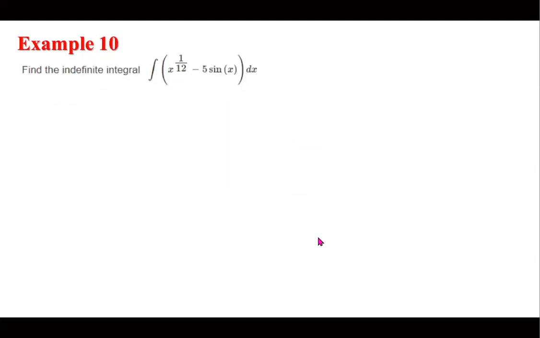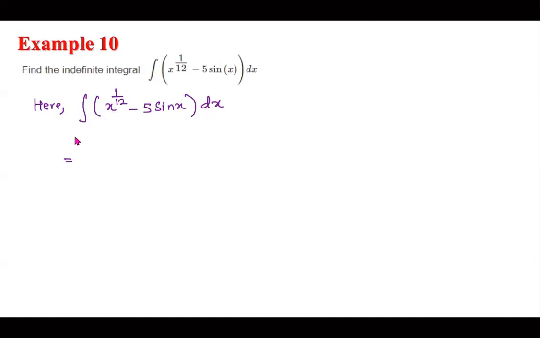Time for example 10. Okay, let's see what we have in example 10. Here we want to find the indefinite integral or antiderivative of x raised to 1 over 12 minus 5 sine x dx. For the first part, x raised to 1 over 12, we use the reverse power rule, because we are integrating.